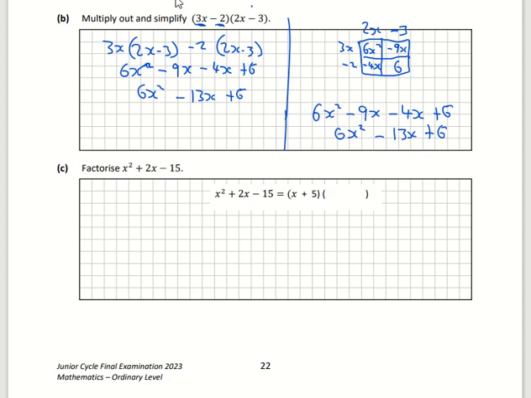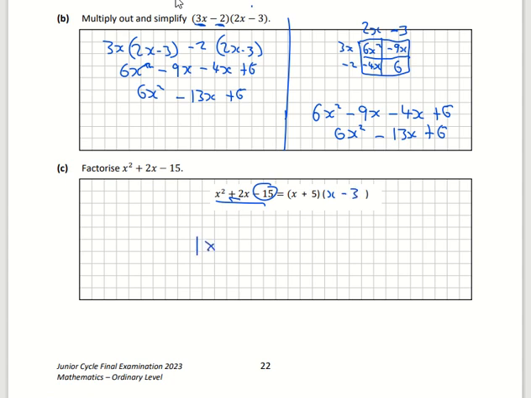This part then, I'm going to put an x in here anyway. It's a quadratic, so the way to factorize it is you're finding two numbers that multiply to give minus 15 but add to give positive 2. So it has to be plus 5, which is already given to you. They give you one of them. The other one has to be minus 3.